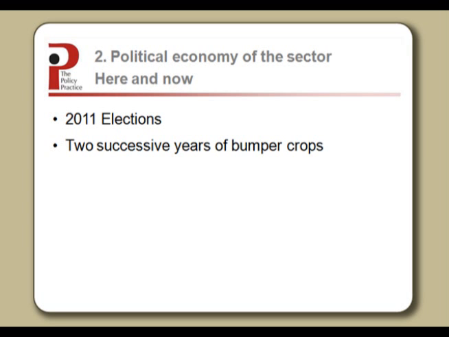The two latest years of bumper crops have also been another important here and now factor that partly explain why FRA maize purchasing has got so far out of control. It's probably the case that the agency has been caught by surprise by the weather and has ended up having to buy far more maize than it had forecast.